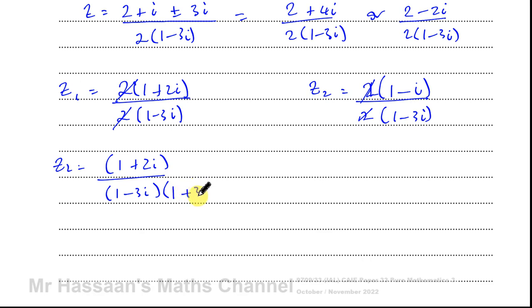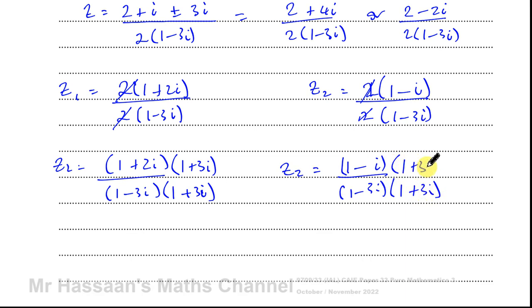So I'll put 1 plus 3i, and I'll do the same thing. I have to multiply the numerator by the same thing that I multiplied the denominator. And same for z2. I'll have 1 minus i over 1 minus 3i. Again, I'll multiply this by 1 plus 3i, both numerator and denominator, to get rid of the complex number in the denominator.